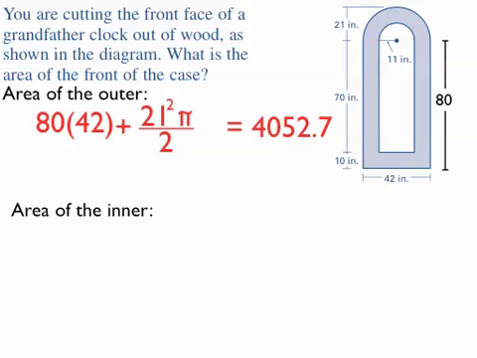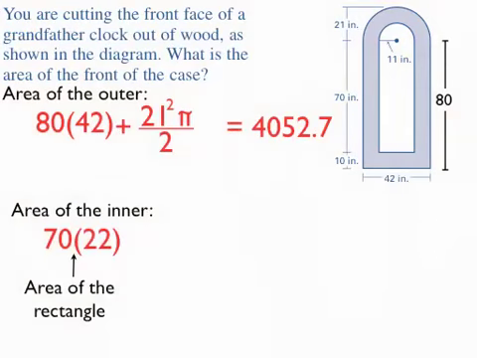Now I need to do the same thing, but now I need to find the area of the inner rectangle. The area of the inner rectangle, the white rectangle kind of in the center, notice it would have a height of 70 inches. And then its width is going to be the diameter of the circle. It tells us that the radius is 11, so the width would have to be 22. That would give you the area of the rectangle.